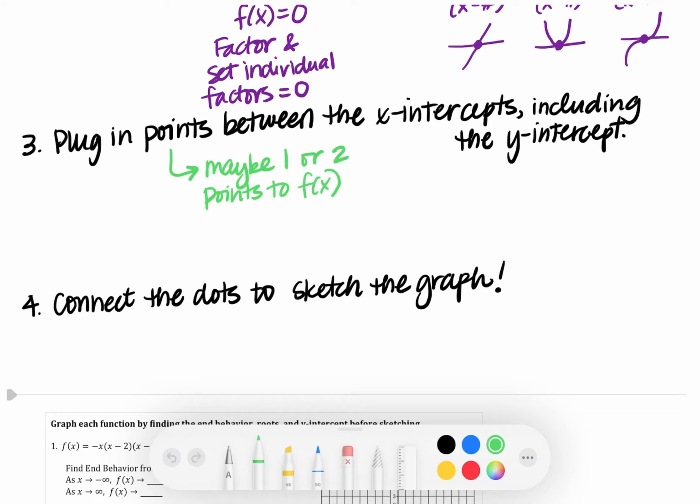Don't worry if these points go way off the graph. The whole idea is just to double check that you've drawn your sketch correctly, that it's positive where it should be positive or negative where it should be negative. Now, the one point that I should see really clearly is that y-intercept. There are 2 ways we can find the y-intercept. First, we can plug in 0 for x, which is also just called f of 0. Or we can just look at the constant. If our function has a constant on the end, that is going to be our y-intercept.